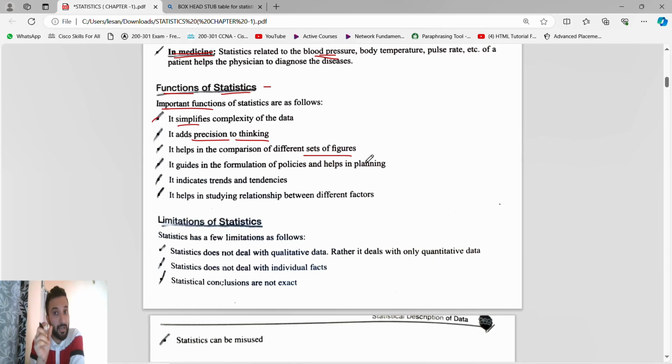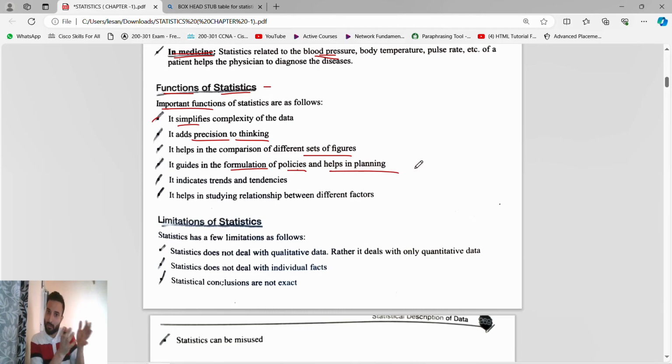And what we will get, we'll get numerical data. So from numeric data we'll make a chart, not that aloo chart, panipuri and all, okay, that chart, and from there we will analyze the data. It guides in the formation of policies and helping in planning.